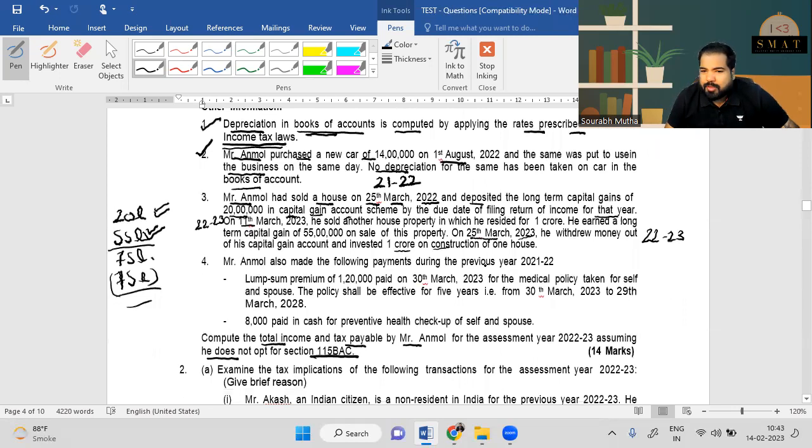Mr. Anmol made the following payments during the year 22-23. Lump sum premium of 1 lakh 20.